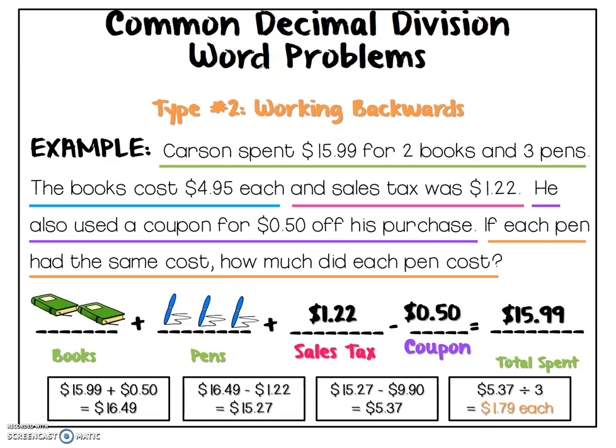$1.79. So another common question is where you have to work backwards, and I suggest setting up some kind of an equation like this so that you can easily go backwards and undo each of the steps that you know to solve for the parts that you don't.